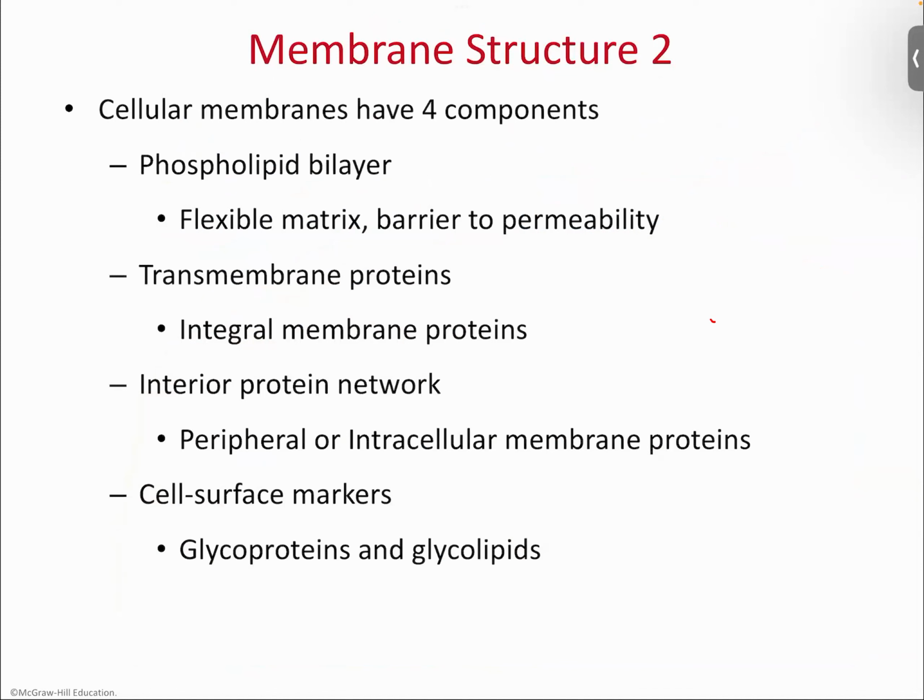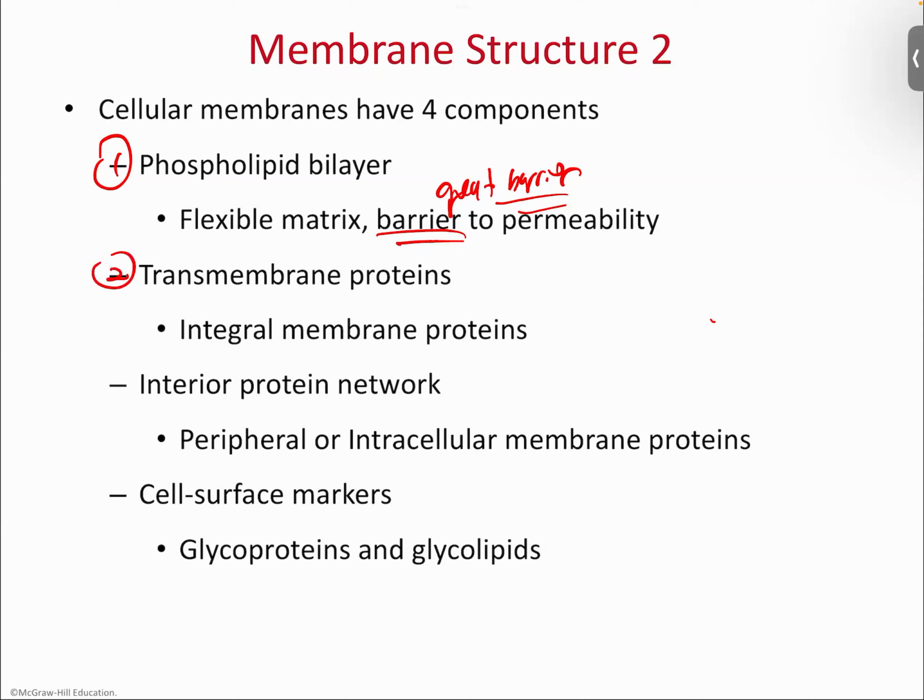So let's take a look at some of the components of the cell membrane. Some things we know well, right? First of all, the phospholipid bilayer. We've seen that one. We're pretty familiar with that one. We're pretty comfortable with that one. It's very flexible because it's just a phospholipid bilayer, but it's a great barrier to permeability. That's a good thing. If you want to keep stuff out, that's good.